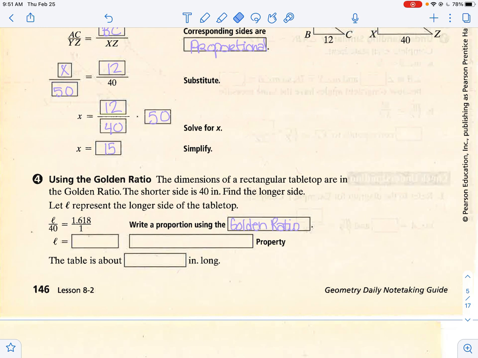So if we use the cross product property, 40 times 1.618 is going to be the length of our table. So if we multiply that out, we get 64.72.